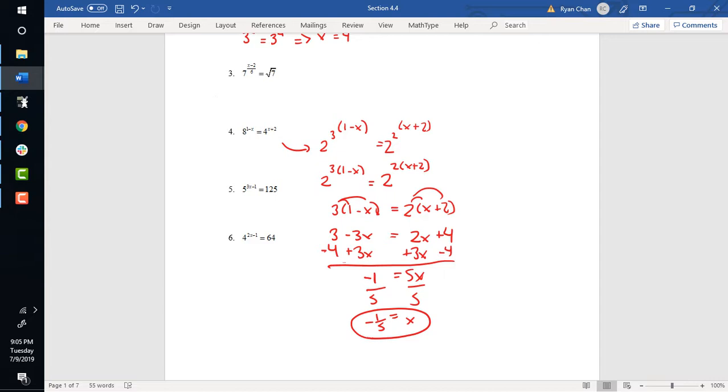One thing too is if you plug them back in, you should get the same answer for both. So you can also check by plugging them back in. Let's do one more. Let's look at number 3 here.